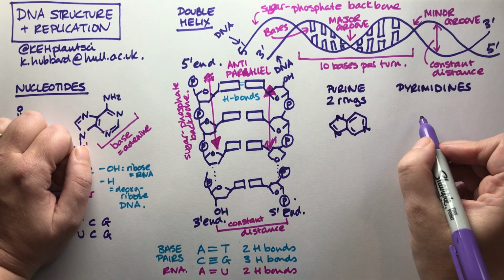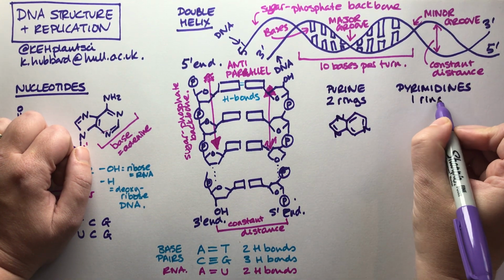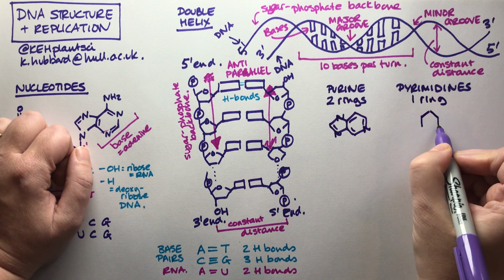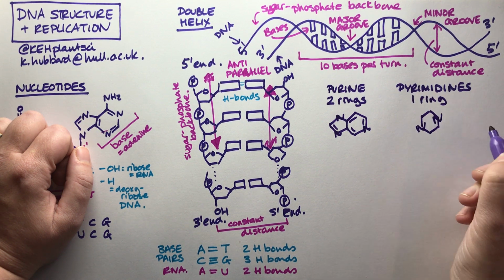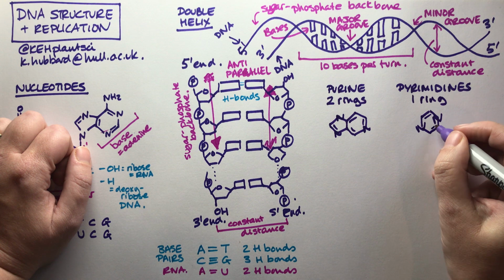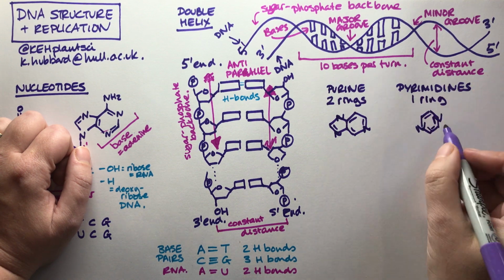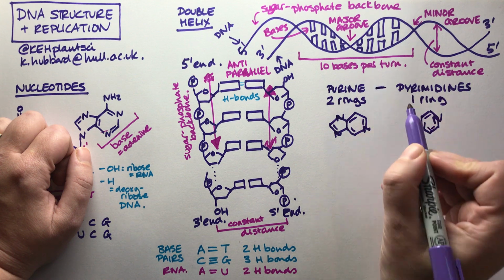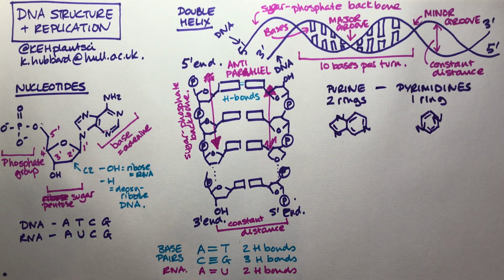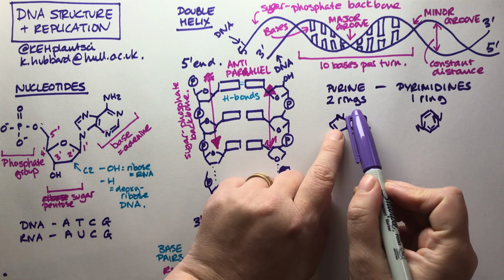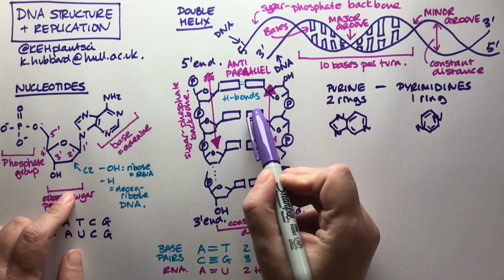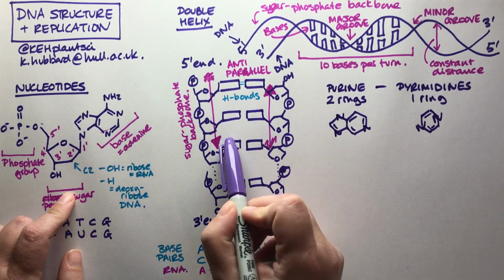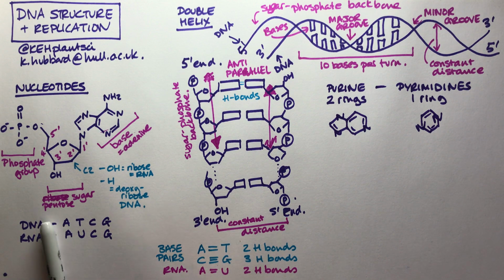Okay. The pyrimidines have 1 ring. So they've just got a ring structure like that. Again, there's some nitrogens in there. I'm not doing the correct structure. They've got some double bonds in there. They've got stuff projecting off it, but it's a single ring. Okay. And a purine must always pair with a pyrimidine. Okay, so we've always got 2 rings on one side and 1 ring on the other. So that can flip which way round it is, but you've always got purines bound to pyrimidines.